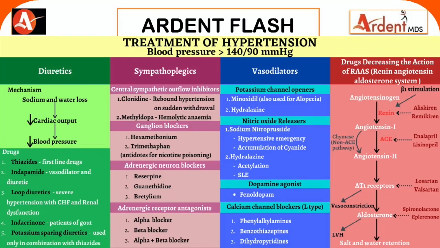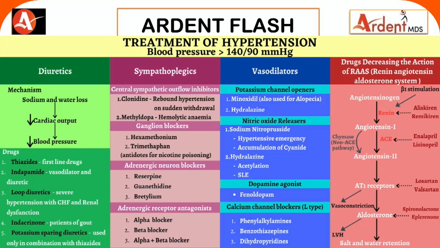So a green color, a pink color, a blue color, and something like a brown color, right? So the first is about diuretics. The second category of drug is sympathoplegics. Third category is about vasodilators, and the fourth category is the drugs inhibiting the renin angiotensin aldosterone system. Only these four kinds of drugs are used for hypertension.